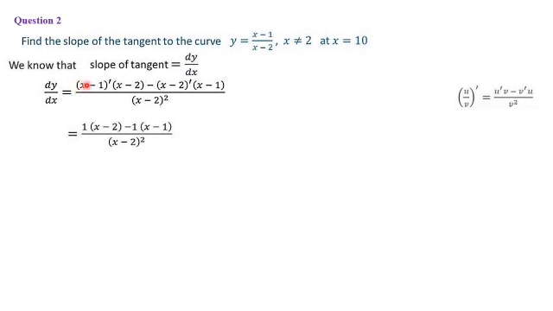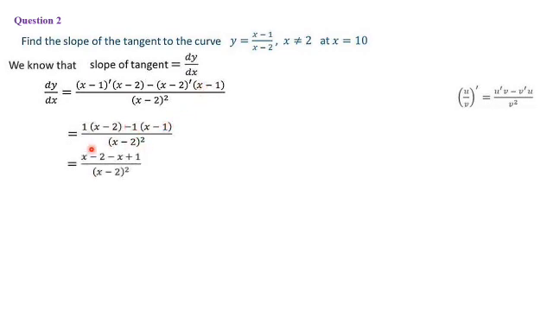So the derivative of x only is there, so 1 into x minus 2, minus x, times the derivative of x minus 2. The derivative of x minus 2 means the derivative of x is 1, and the derivative of 2 is 0. So throughout the bracket it is only 1, 1 minus 0, that is 1. 1 into x minus 1, the denominator is x minus 2 the whole square as it is.